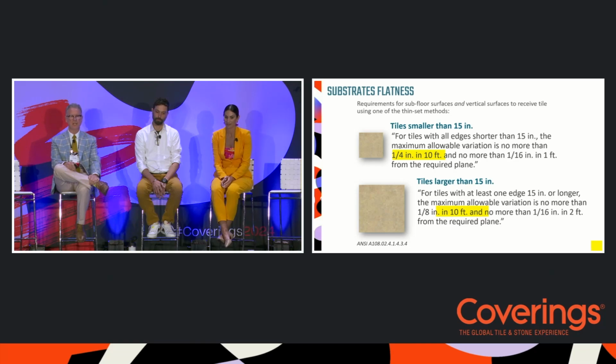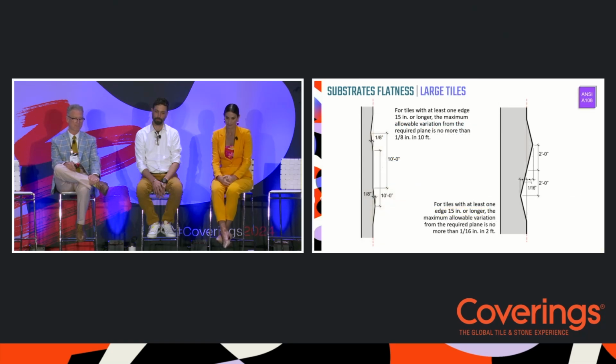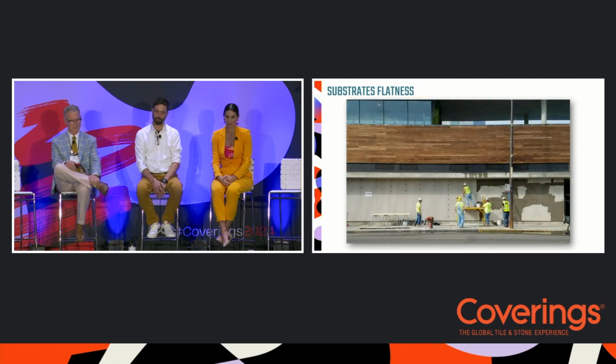It's 1/8 of an inch in 10 feet maximum variation, or 1/16 of an inch in 2 feet for drastic changes in plane. So graphically, that's what that looks like for a wall. The example on the left is for larger tiles, the example on the right is also for larger tiles with a drastic change in plane. And here we see a few things going on.